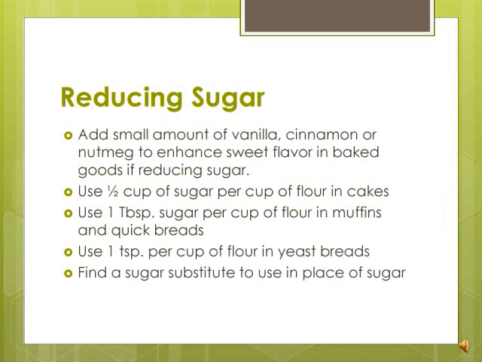To reduce sugar in recipes, you can actually cut back the amount of sugar in your recipe and use other ingredients like vanilla, cinnamon, and nutmeg to enhance the sweet flavor. You can also find a sugar substitute that will work in place of the sugar, and you can also use applesauce as a great alternative for sugar in recipes.